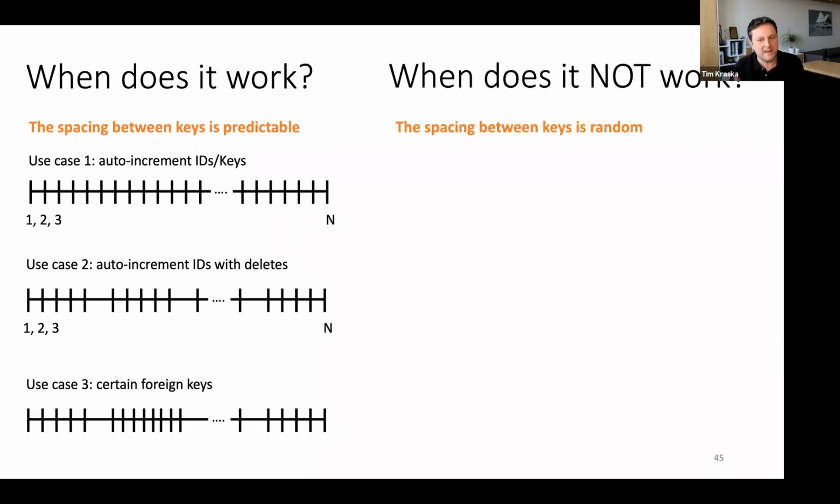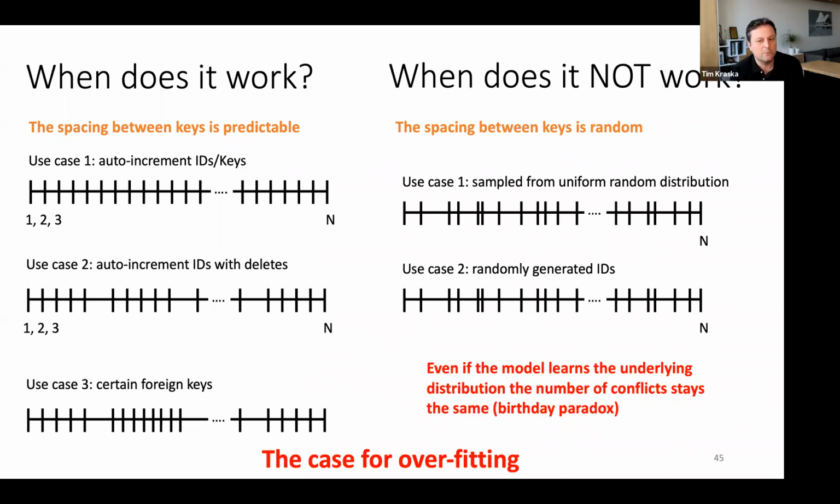On the other hand, when does it not work? That is when the spacing between the keys is random. So if I randomly have keys sampled from some underlying distribution, take a uniform, normal, doesn't matter what it is, the spacing between the keys is not predictable. And essentially I cannot do better, and I can show that, than normal hashing. This is the case for overfitting. It works if you're able to overfit to the underlying data. It doesn't work even when your model learns the underlying distribution. So if I have a model which learns the underlying distribution, I can still not be better than a normal hash function.